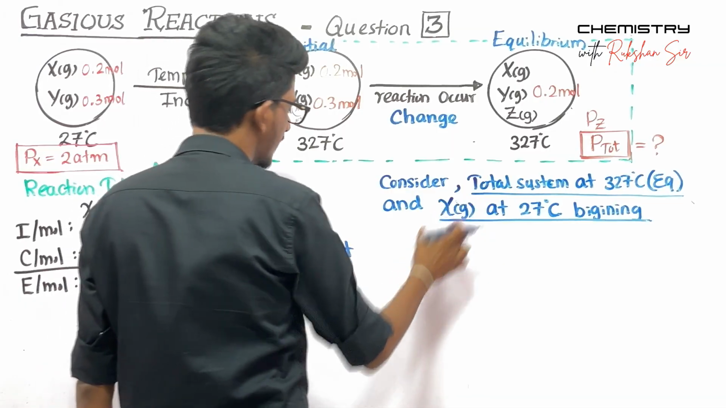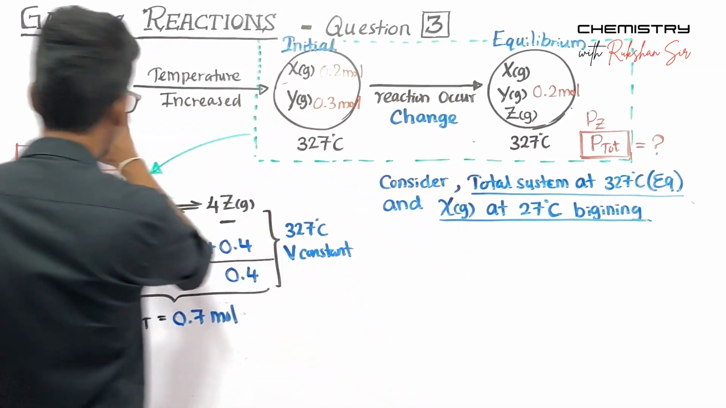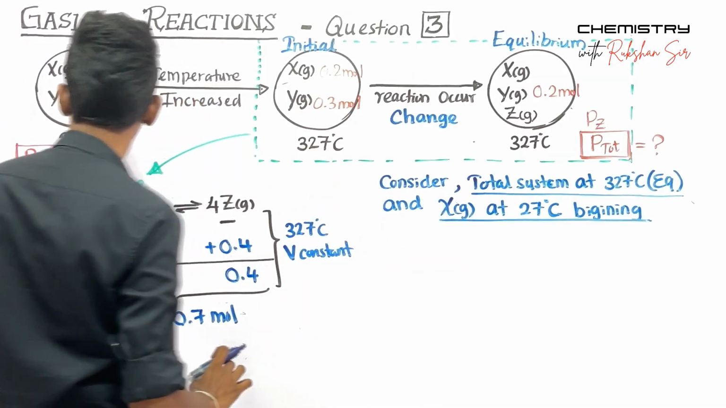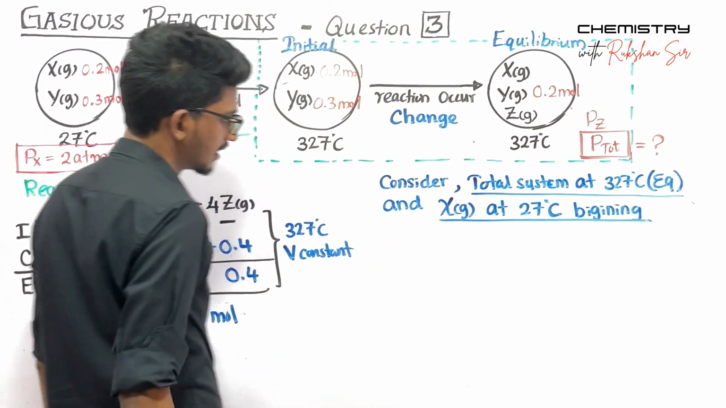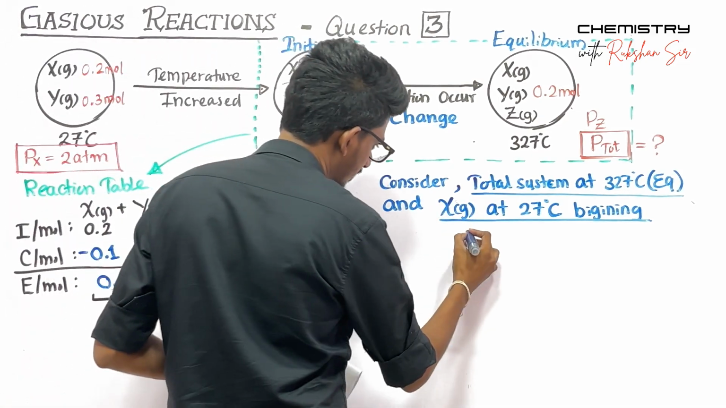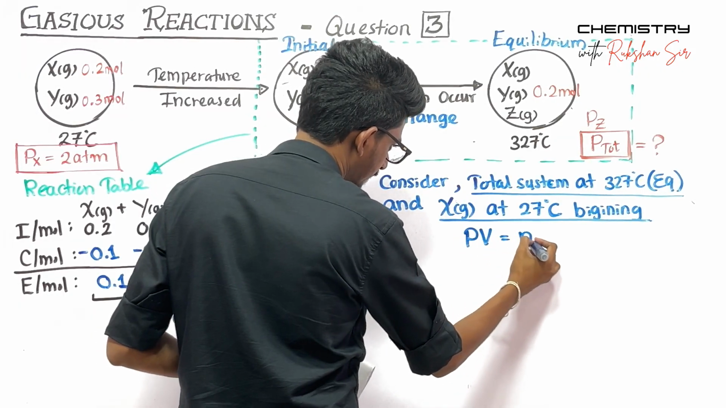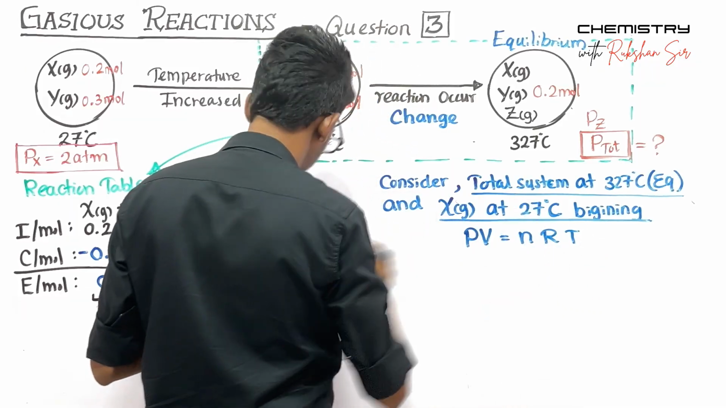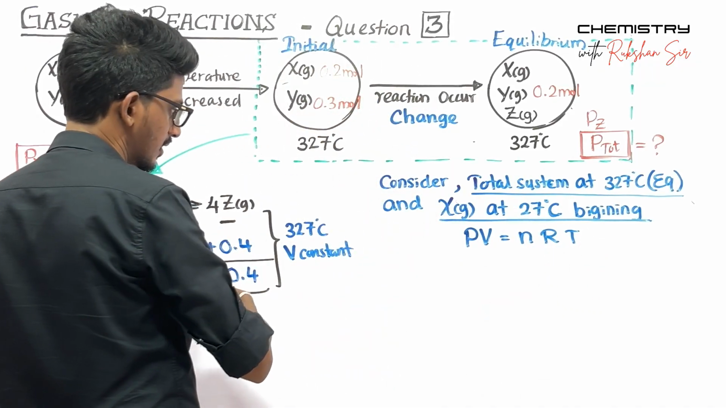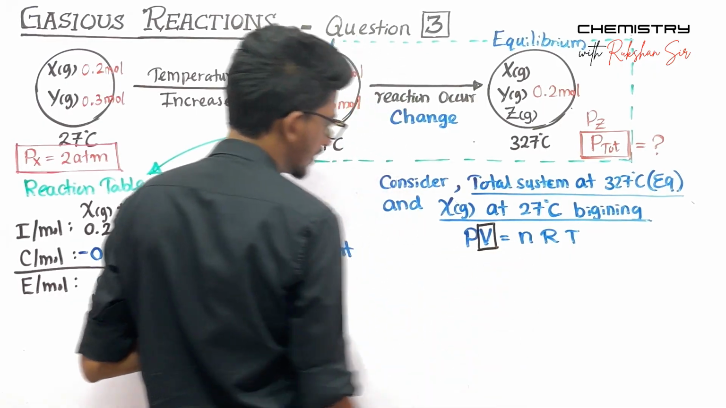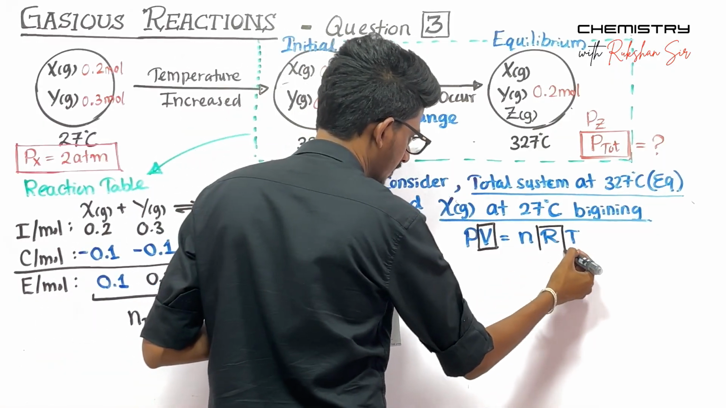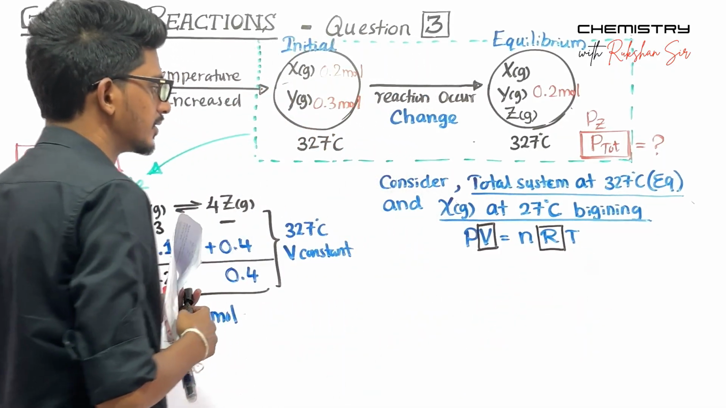These are the two systems we are considering. We consider only the X gas, as we know only the partial pressure of X. That is why we consider only the X gas here. So when considering P equals nRT for these two situations, V is a constant because it's a rigid vessel. R is always a constant.